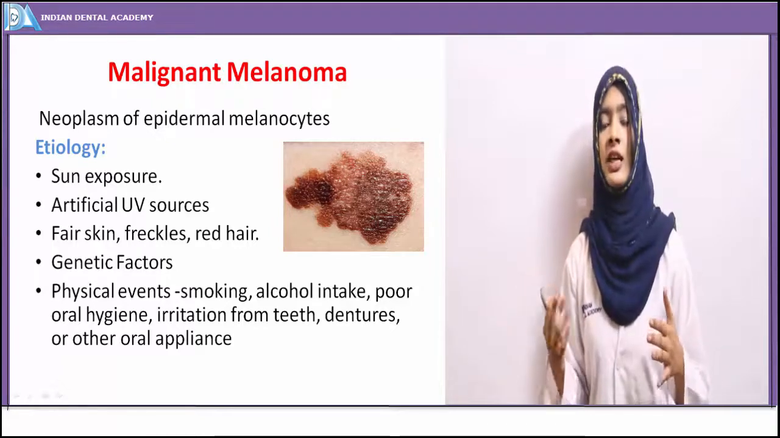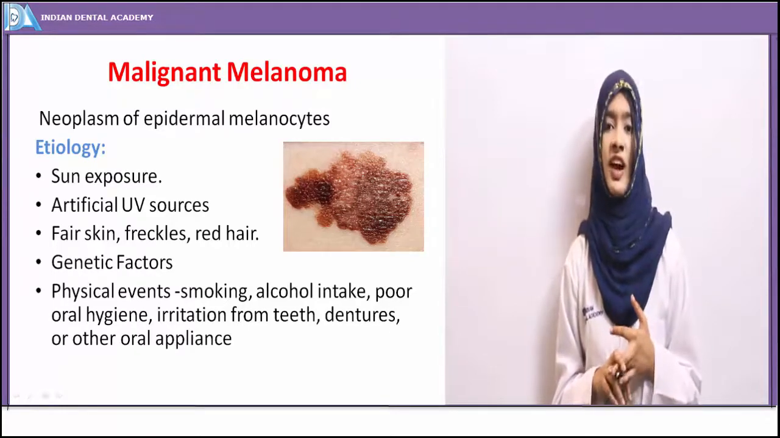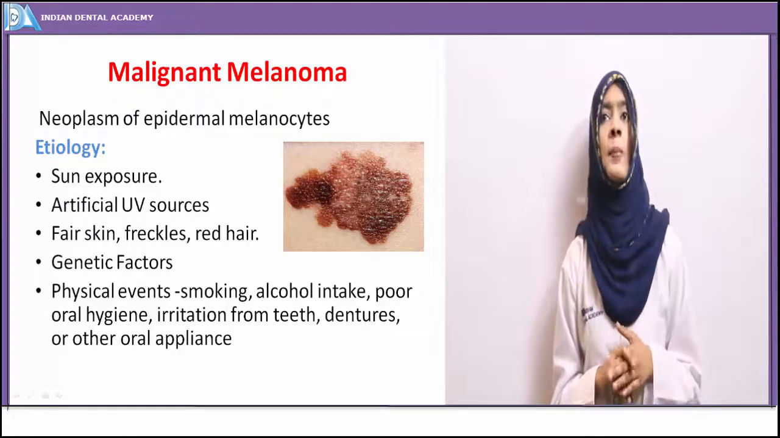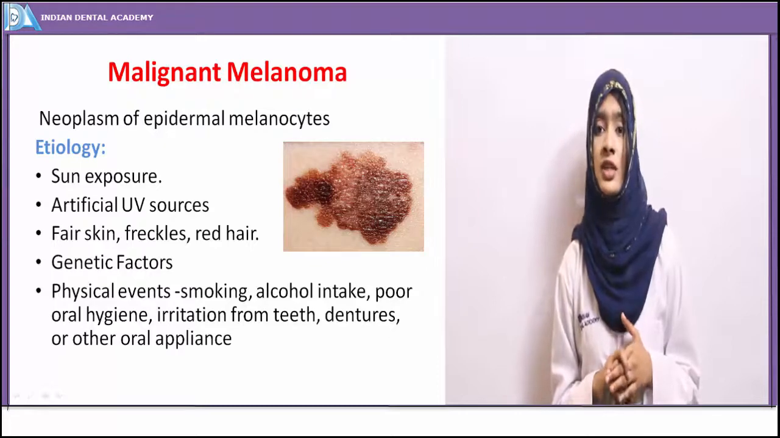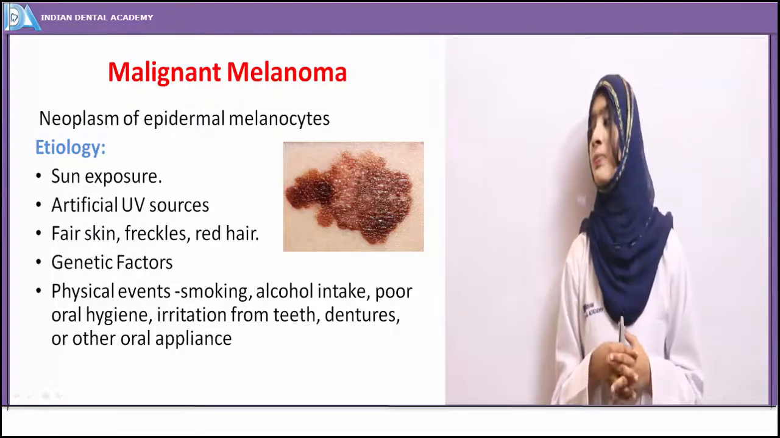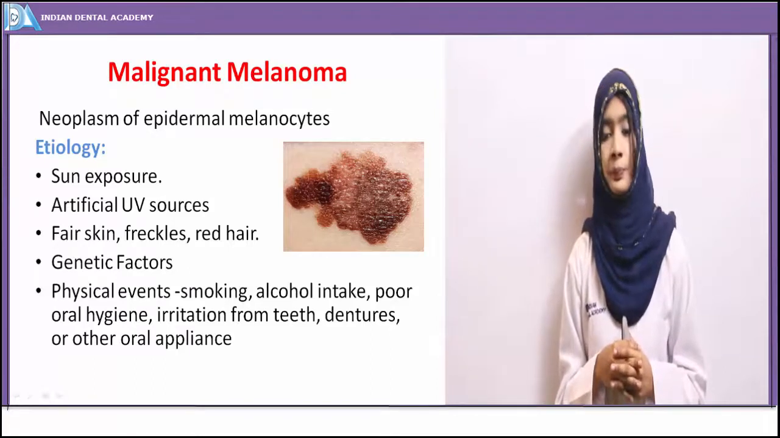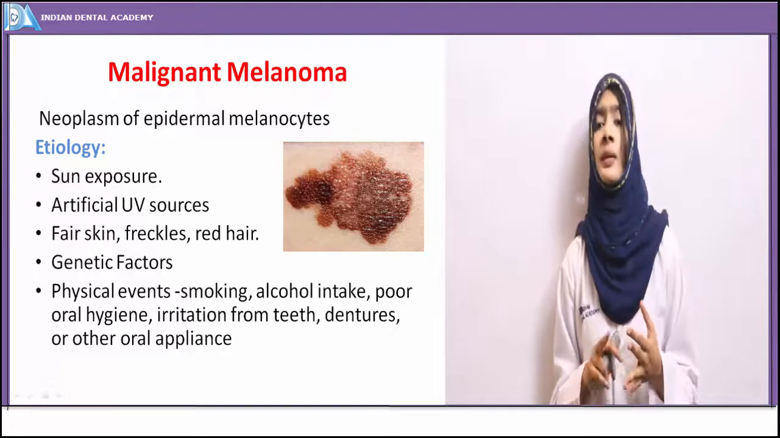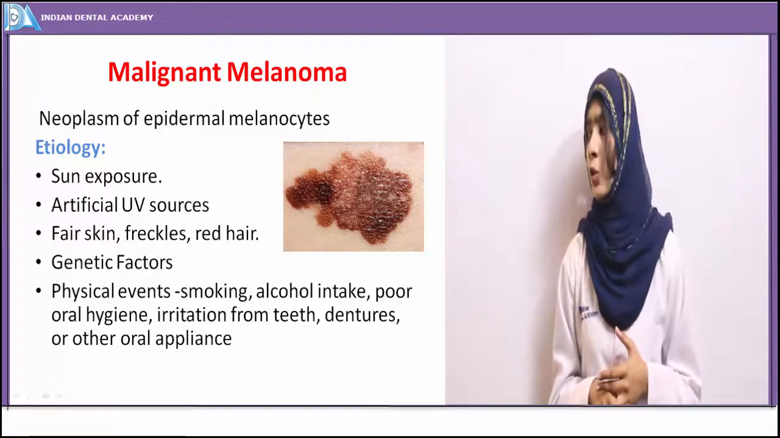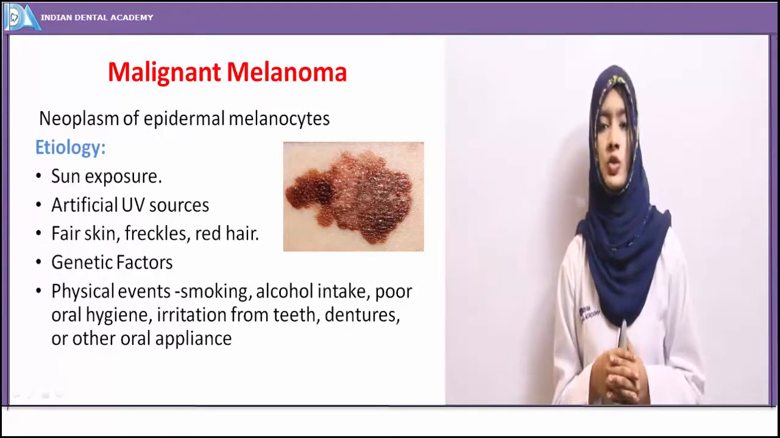The etiology is again exposure to sun or exposure to any other etiologic factor, the genetic factor, the physical features. Melanoma is more commonly seen in fair-skinned individuals who are exposed to sun for longer durations. Artificial ultraviolet radiation exposure also leads to melanoma. Other common etiologic factors responsible for epithelial neoplasms or dysplastic features arising in cells are genetic mutations, or the predominant features of smoking, alcohol intake, poor oral hygiene, and irritation from the teeth, dentures or other appliances.